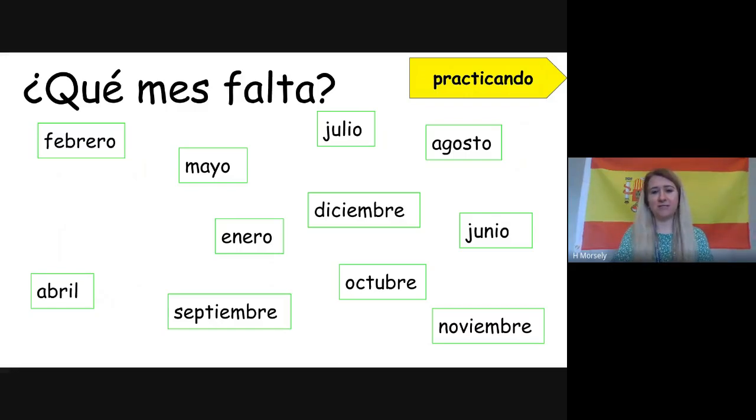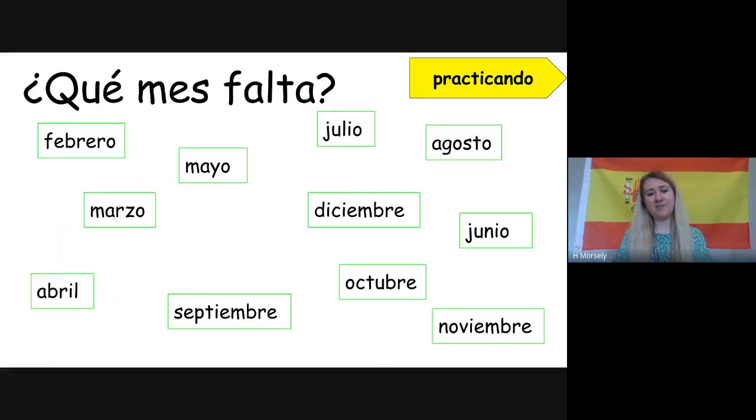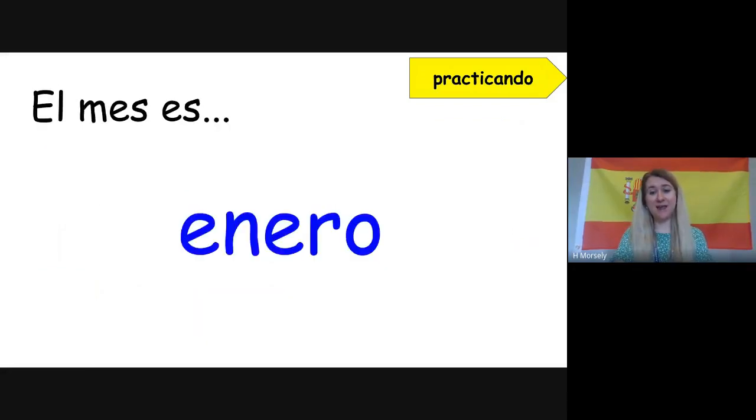So let's see, which month is missing? Marzo, marzo, March, marzo. ¿Qué mes falta? Which month is missing now? And let's have a look at the answer. The month that's missing is enero, January, enero.